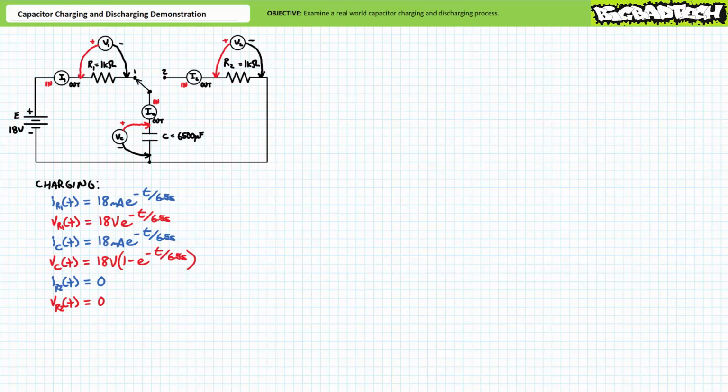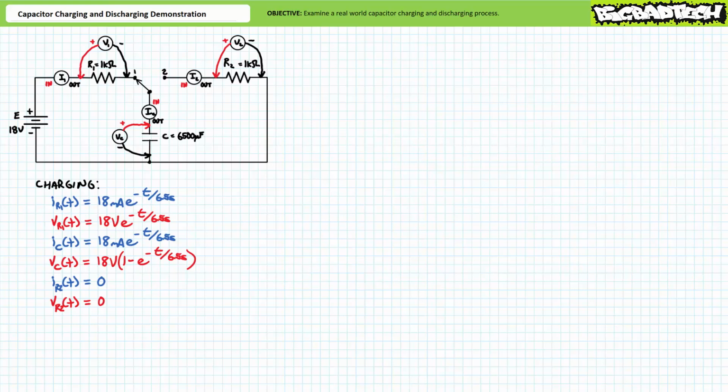V1 of t equals 18 volts times e to the negative t over 6.5 seconds. Voltage across R1 will surge to 18 volts and drop to 0 by 32.5 seconds. Given this is a series circuit, IC of t also equals 18 milliamperes times e to the negative t over 6.5 seconds. Current through the capacitor will experience an initial surge of 18 milliamperes and drop to 0 over 32.5 seconds.